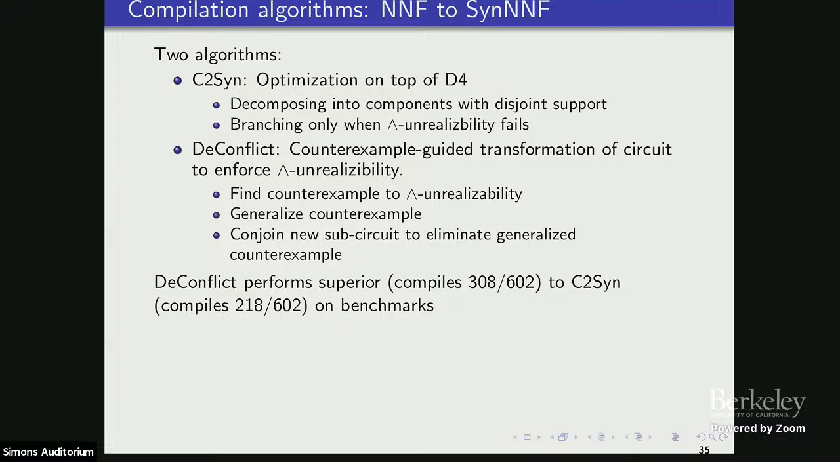another tool that we have called deconflict, which can take an arbitrary Boolean circuit as input, convert it to SYNNF, and it uses counterexample guided transformation to enforce unrealizability. And this turns out to be more powerful than this. C2SYN builds on top of D4, which actually compiles to d-DNNF, deterministic decomposable negation normal form. And because we know that that's a much stronger form than what SYNNF really requires, it's not surprising that deconflict achieves better performance. So these are some results on benchmarks.